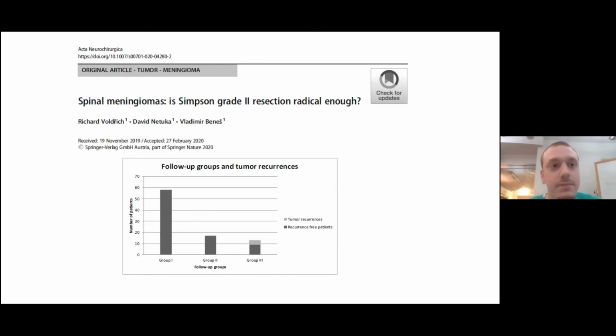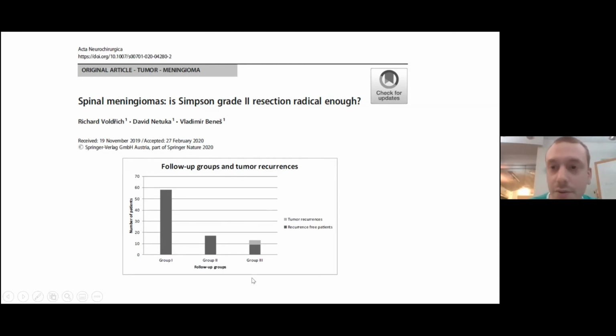So this article from the Acta Neurochirurgica presents 84 spinal meningiomas that were followed up for around 32 months. During this period, there was a 5% tumor recurrence rate. However, when they were analyzed as subgroups depending on the follow-up, in patients that had a follow-up of more than 6 years, tumor recurrence was seen in 44% of the patients, which is seen here on the table on the right.